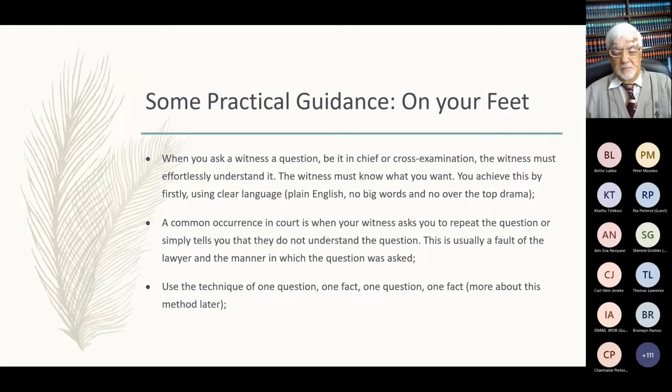Now, on your feet, here's some practical guidance. When you ask a question, whether it's in chief or cross-examination, the witness must effortlessly understand it. Easy peasy. The witness must know what you want. You achieve this by, firstly, of course, preparing the witness, but in court, use clear language, plain language, no big words, no over-the-top drama. The witness must understand.